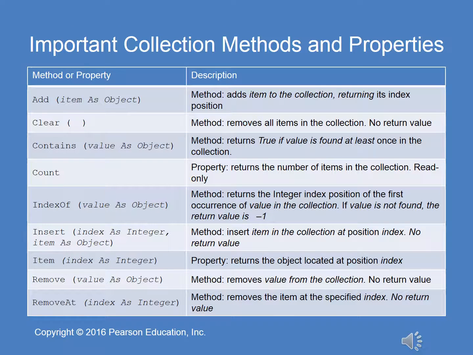Here we have a nice summary listing of all of the important collection methods and properties for list boxes, the method or property, its name on the left of the first column, and a description of what it does. Probably a good reference for you to have. I'm not a believer in printing things, but maybe store it somewhere you can get to it as you're programming.